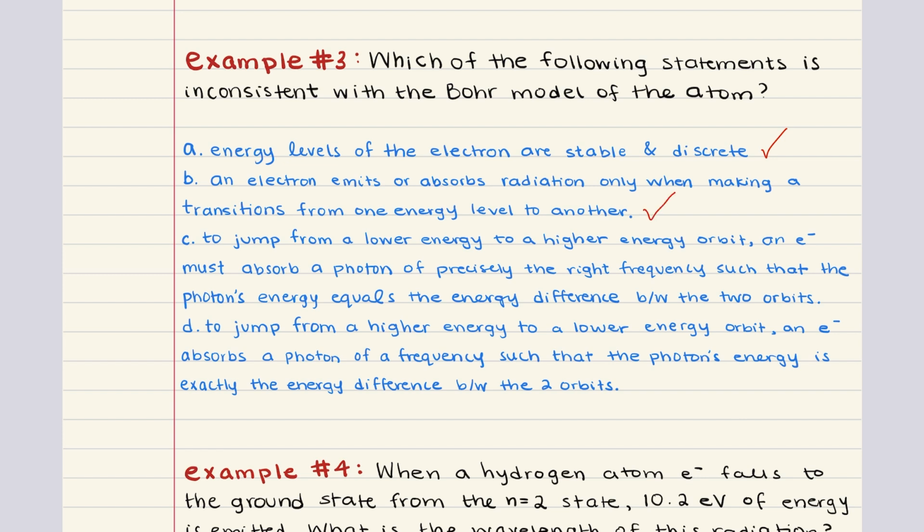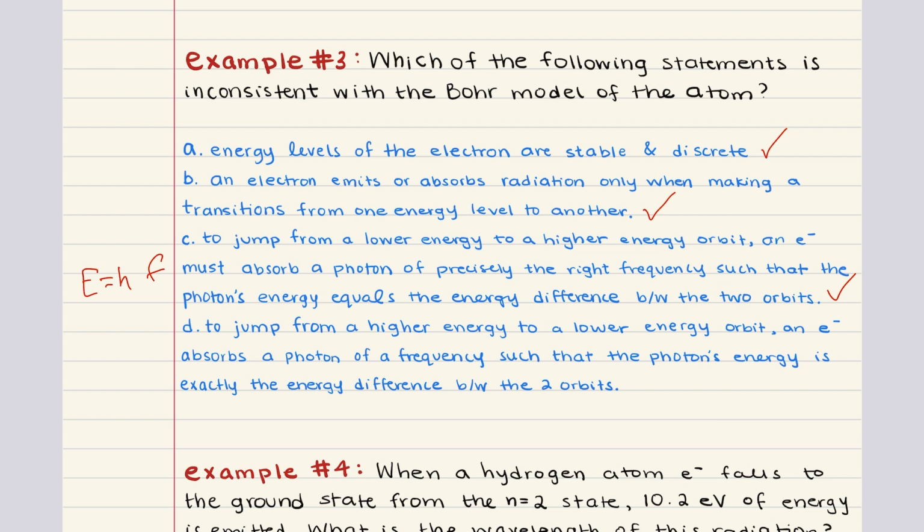Let's try answer choice C. This says to jump from a lower energy to a higher energy orbit, an electron must absorb a photon of precisely the right frequency such that the photon's energy equals the energy difference between the two orbits. This is also consistent with the Bohr model. The energy of the photon must exactly match the energy gap between the two orbits. That's calculated using E equals hf. So C is also consistent with Bohr's model.